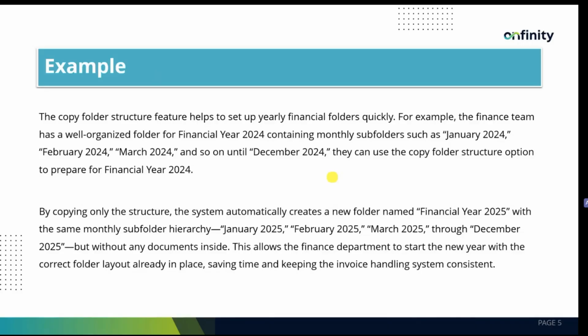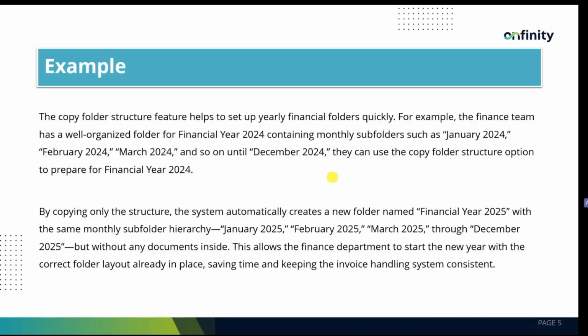Instead of creating each folder again for the next year, they can simply use the copy folder structure option. When they do this, the system automatically creates a new folder named Financial Year 2025 with the same monthly subfolders, January 2025, February 2025, up to December 2025, but without any documents inside. This means the finance team can start the new year with the correct folder setup already ready to use, saving time and ensuring the structure remains consistent every year.